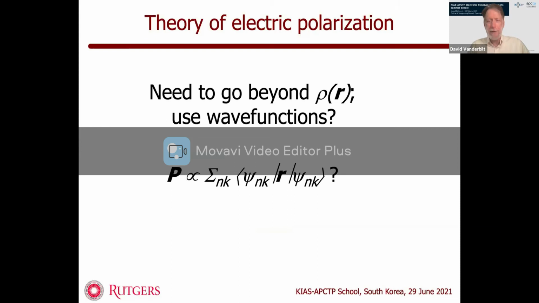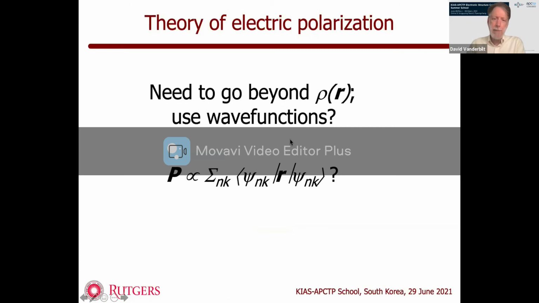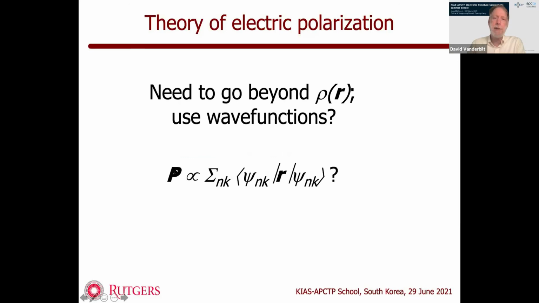So in a finite system, you would do something like this. Let's say you have a molecule in a vacuum. Then for each occupied state of the molecule in density functional theory, you can calculate the expectation value of the position operator, add them all up, and that gives the electronic contribution to the dipole moment. Of course, you'd have to add the ionic contribution, and that would really be a dipole, not a polarization, until you divide by a cell volume.